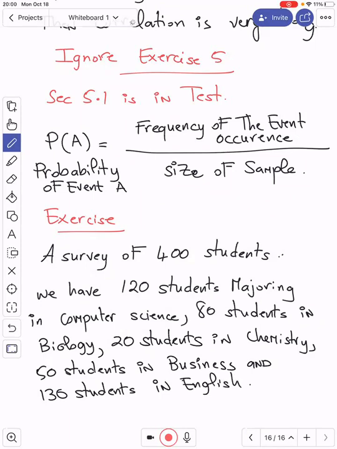As you can see, we have a survey of 400 students, so the total number of students is 400. 120 plus 80 is 200, plus 20 is 220, plus 50 is 270, and 270 plus 130 is 400.